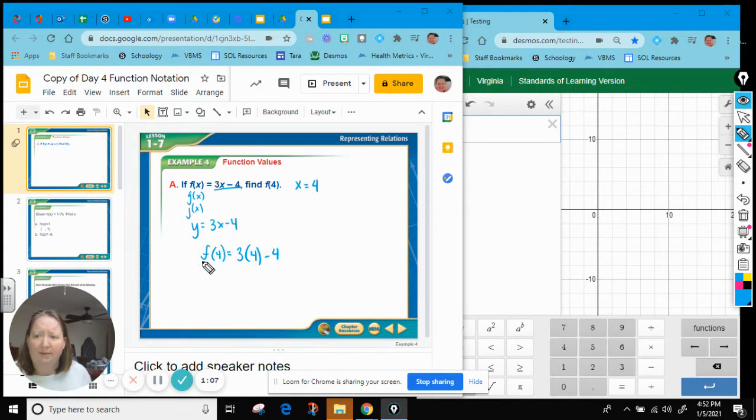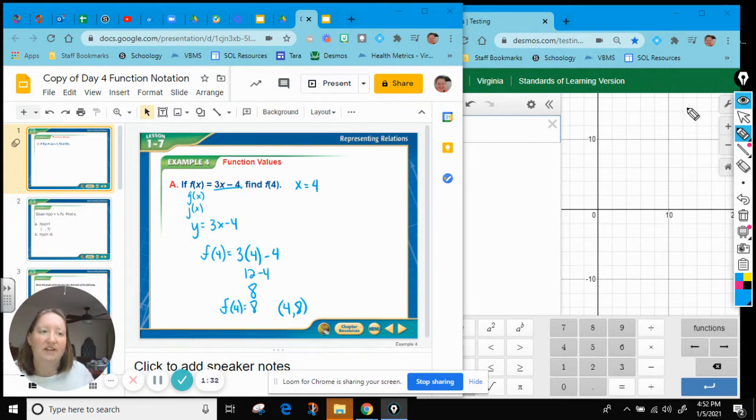A lot of people are going to get confused. They're like, what do I do with this? What do I do with this? It's just a notation. You don't do anything with it, okay? You do this math, so 12 minus 4, and then you get the answer of 8. And so then your answer would look like f of 4 is equal to 8, or you could also write it as an ordered pair, 4, comma 8. This is a point, an x value and a y value that fits in this function.